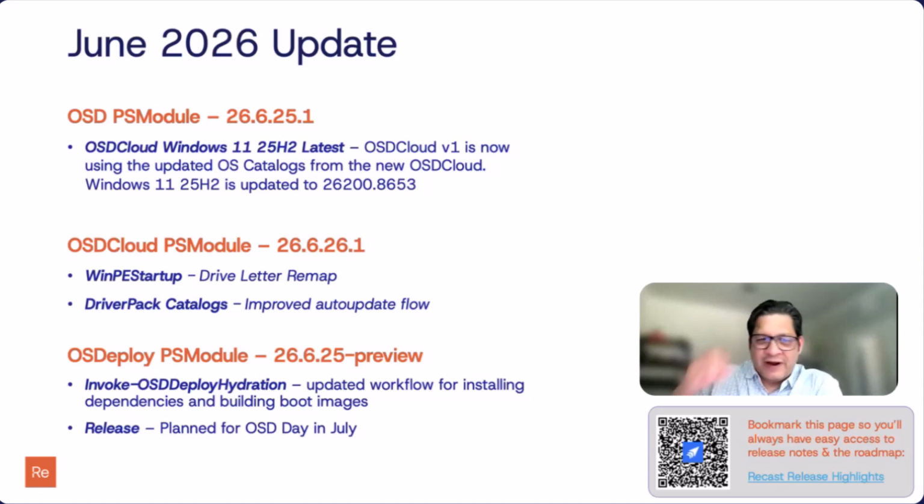For the OSDCloud PowerShell module, couple minor changes, some changes in the background that are being withheld till next month. But the major changes would be when WinPE Startup has a drive letter remap, so it frees up the C or D drive. And driver pack catalogs, they auto update. That flow has been improved.